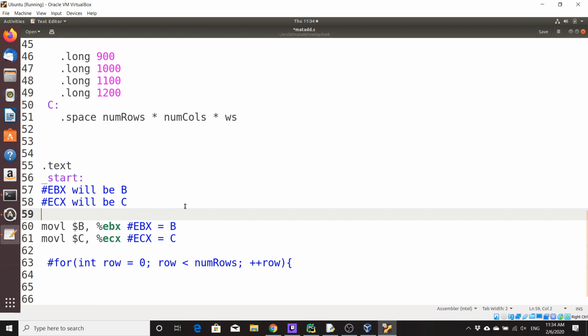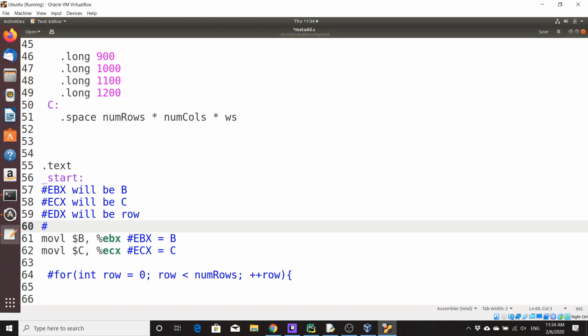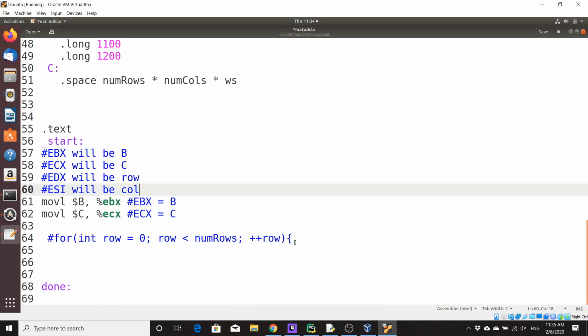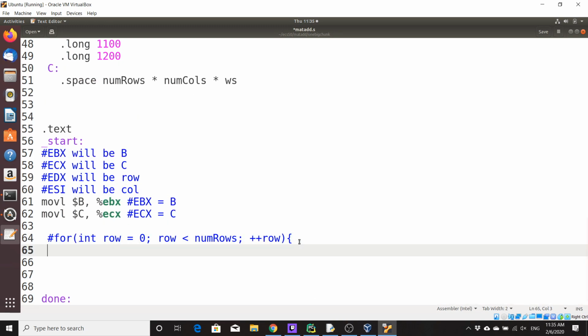What register? EDX? Sure. EDX will be row. Who do you want to be column? You have ESI. So you have EAX, ESI, and EDI left to pick from. Sure, ESI will be call. So we're now doing this as our first line of code. So how can we make row be equal to 0?